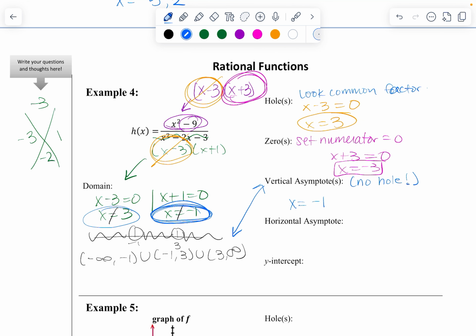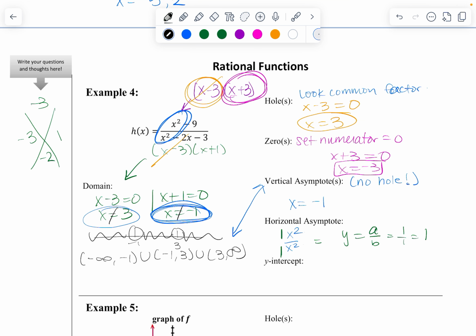And for our horizontal asymptote, remember, we're also going to look back at the original problem. So if I clean this up a little bit, remember we're looking for those first terms. If we're comparing x squared and x squared, these have the same degrees. So we're going to look at their coefficients, which is y equals a over b, which in this case is 1 over 1, which is just 1.